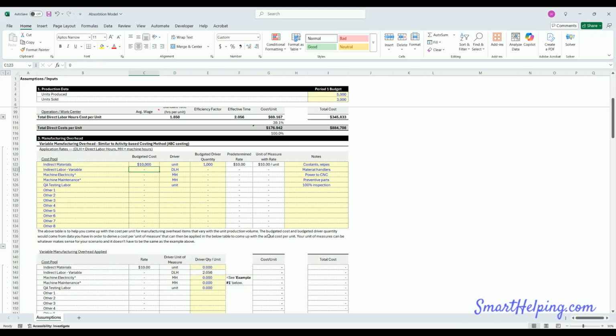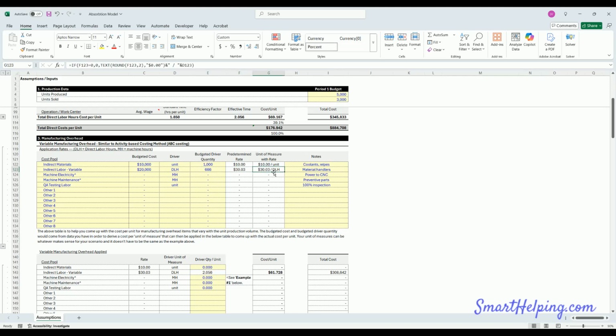We'll say indirect labor variable. So this is an interesting one. Here we're saying our driver's direct labor hours, and let's say we put 20,000 here. And that gets us how many direct labor hours for $20,000. Let's say, this is data you would get from your system, but let's say, well, let's divide this by 30, say 666 hours. Okay, so that's on average $30 per direct labor hour.